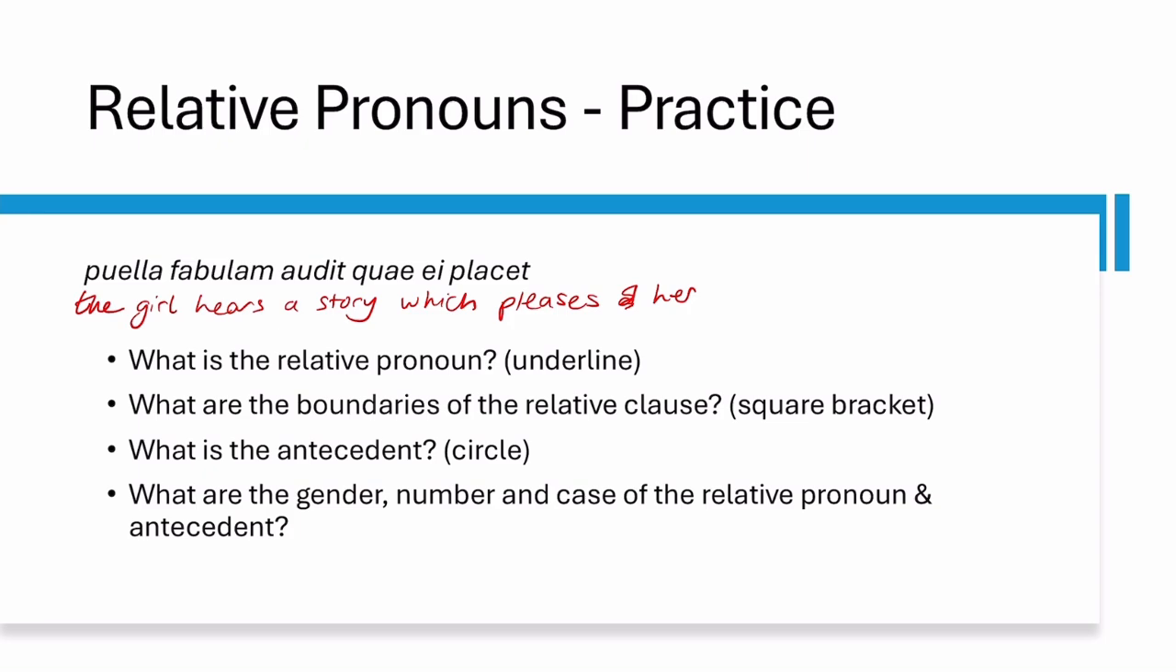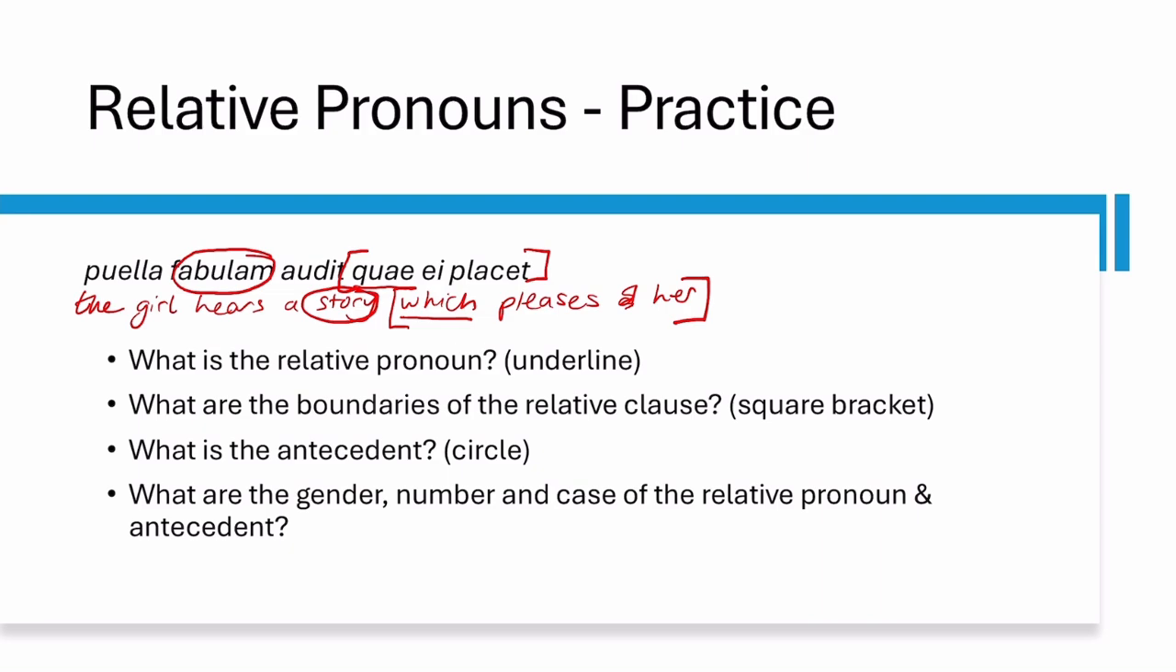So quae is our relative pronoun, which. And this is a prime example of what I said to begin with. Quae here is actually feminine, but in English we wouldn't refer to a story as a she or as a who, so you would put which. What are the boundaries of our relative clause? Well, that is the quae ei placet, which pleases her. That is the extra information we get here about the noun, the story, which means fabulam is the noun it refers back to, the story.